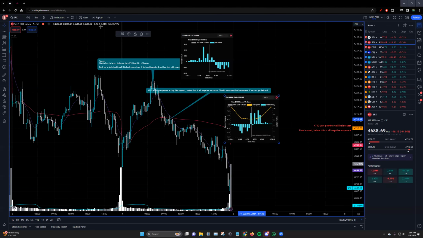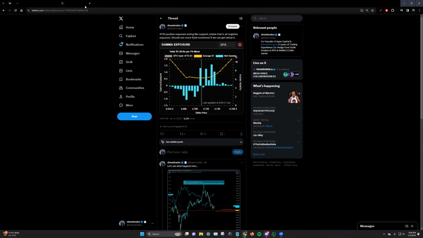But continuing forward, I posted this tweet at 9 o'clock. Let's see, find that really quick. This one to me was an important one. So I said 4710 positive exposure is acting like support. Below that is all negative exposure. You should see some fluid movement if we can get below that.